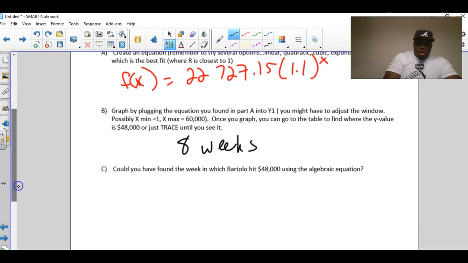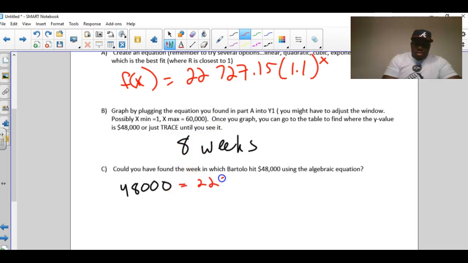Now, could you have found the week in which Bart hit 48,000 algebraically? You absolutely can, and I'm going to show you how to do this algebraically as well. If we're trying to get 48,000, we take that and set it equal to our equation, $22,727.15 times 1.1 raised to the power of x.